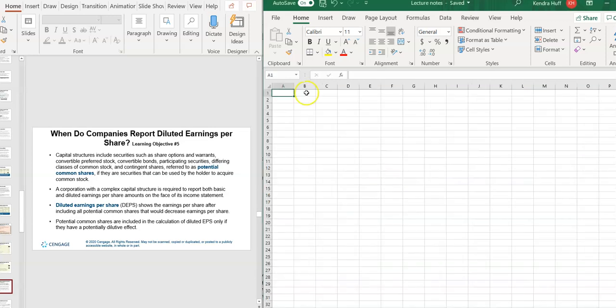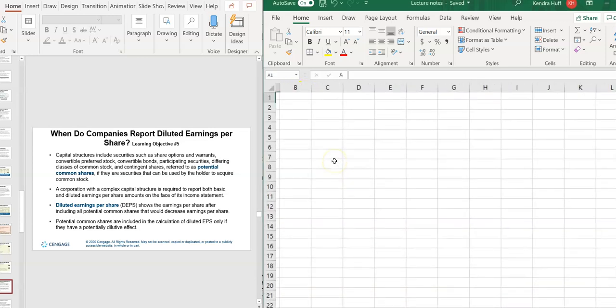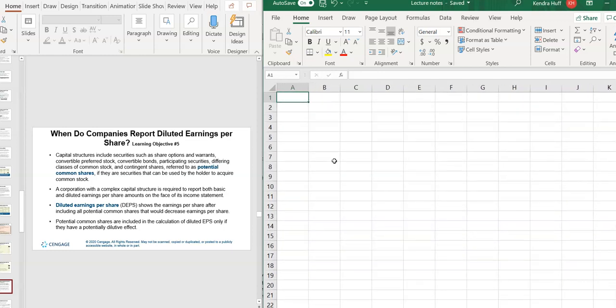Okay, now we need to do diluted earnings per share. And it's a complex capital structure, so of course it's going to be more complex than the basic earnings per share. Okay, so this is required for companies with a complex capital structure.